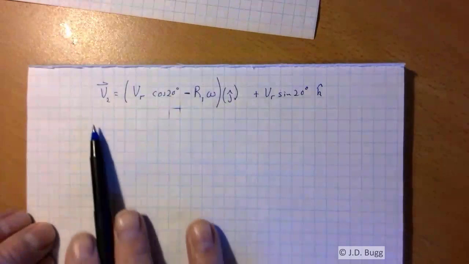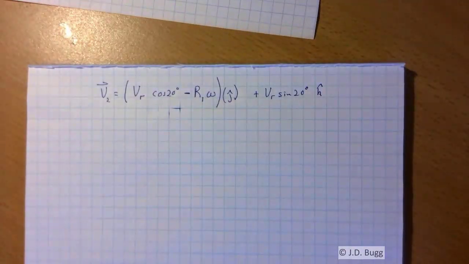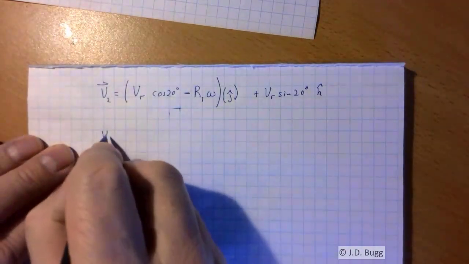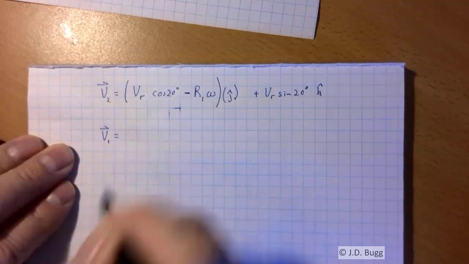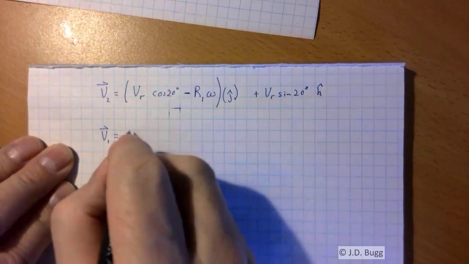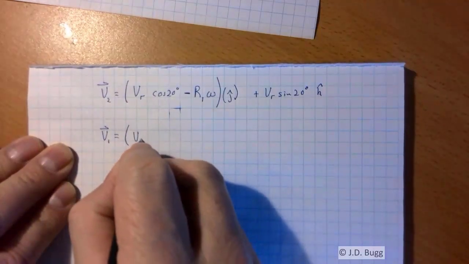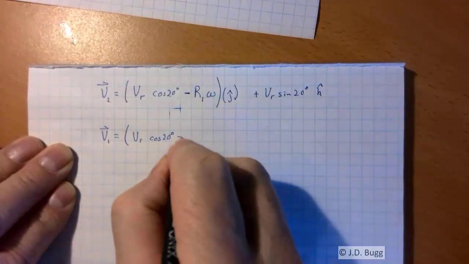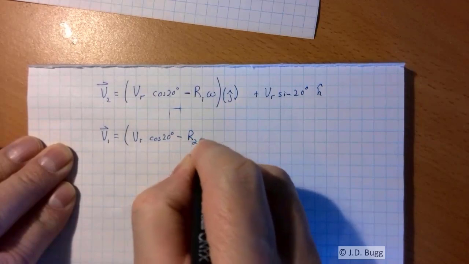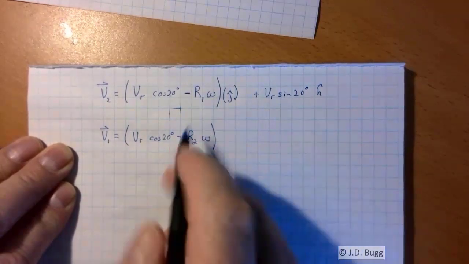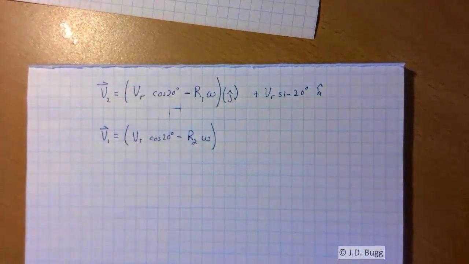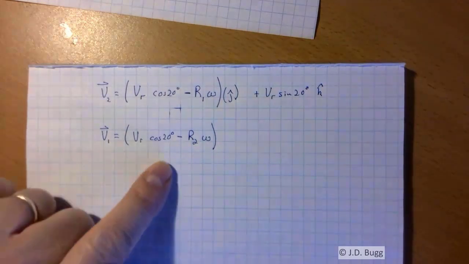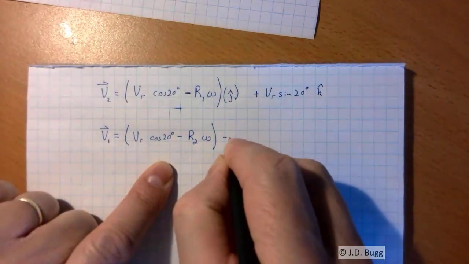And we're really making that assumption when we write down these components of this vector like that. So that's V2. V1 we can do a little bit quicker because it looks very similar. V1, same thing's happening over here, VR cos 20 degrees, minus, again, R2 omega. So different radius because that's a shorter arm. And this velocity would be in the minus j hat direction.